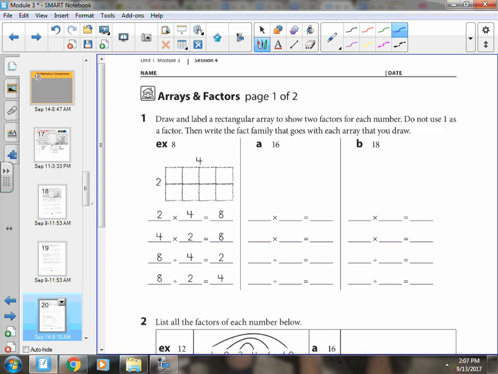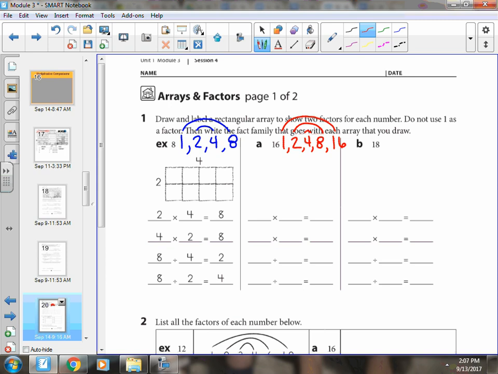The factors of 8: 1 times 8 equals 8, 2 times 4 equals 8. And they said right in the directions not to use 1, so they drew an array that was 2 by 4. The factors of 16: 1 times 16 is 16, 2 times 8 is 16, 4 times 4 is 16. And you can list 4 once or you can list it twice.